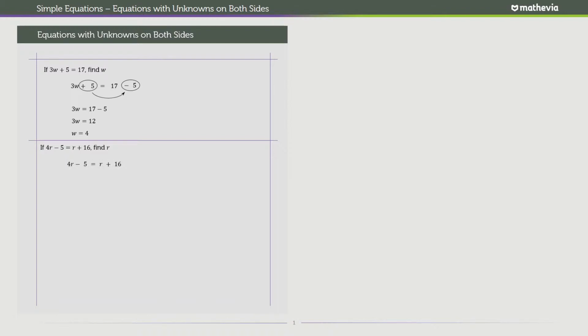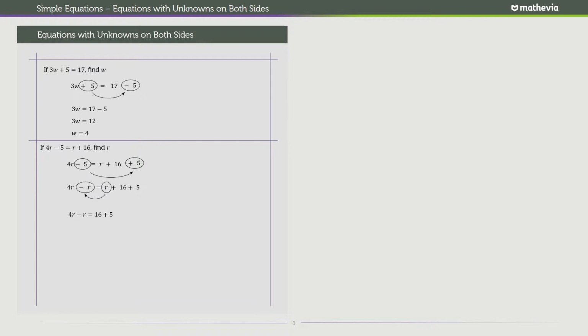So we start by moving minus 5. We don't like minus 5 there, so we're going to move minus 5 over to the right, and it becomes plus 5. Then we have 4r equals r plus 16 plus 5. The next thing we're going to do is move this r over to the left, and it becomes minus r. So we are left with 4r minus r equals 16 plus 5.